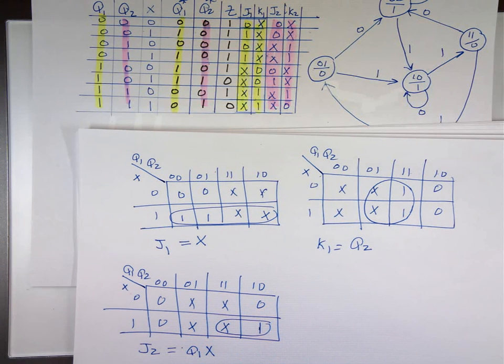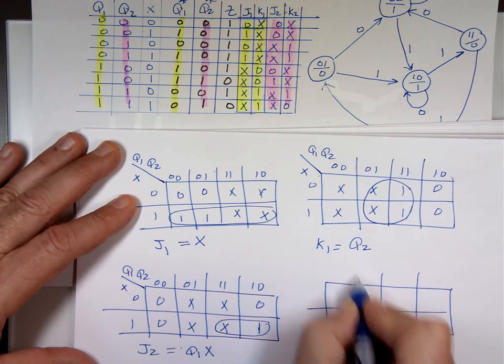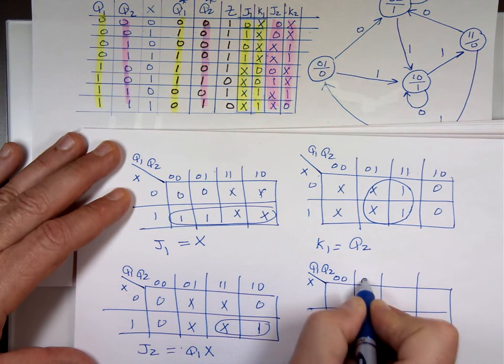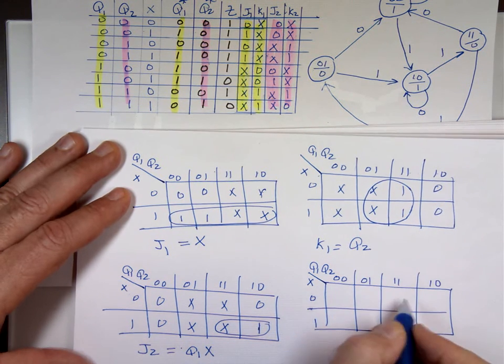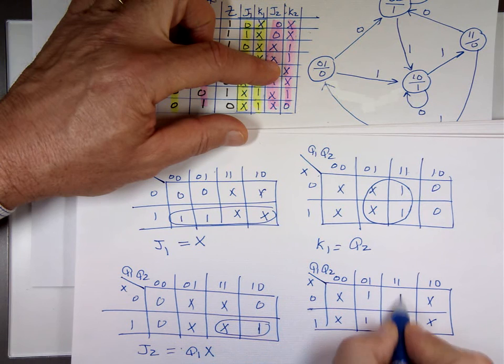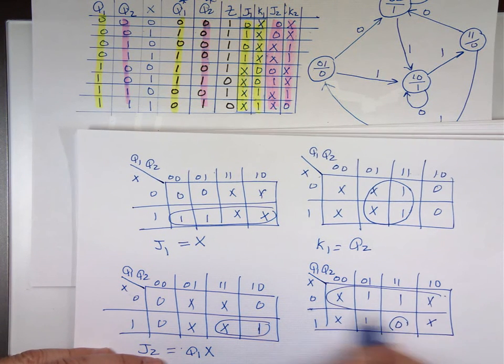And now I'm going to do K2. Q1, Q2, X. Don't care. 1, 1. Don't care. 1, 0. Top four, I'll take that. Or if you group the zero, it's only one. Well, top four is fine. That'll give me what? X bar. Or, I still have here, I can take these four, which is what? Q1 bar.